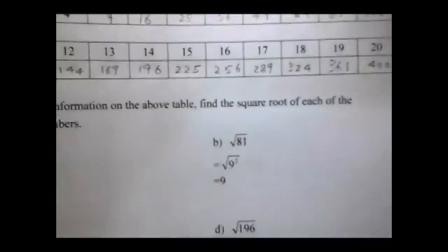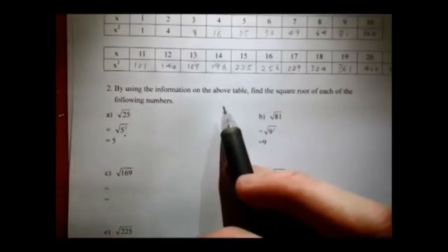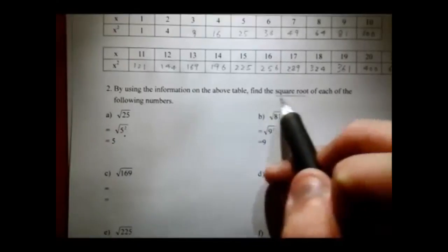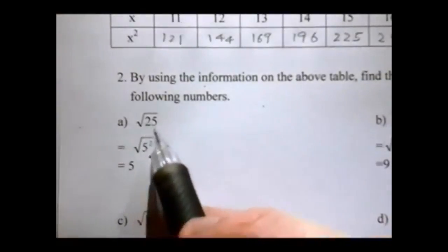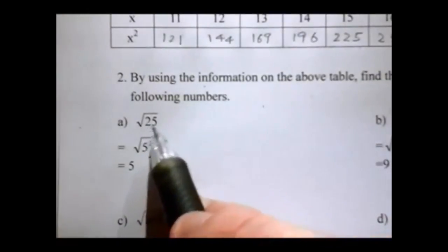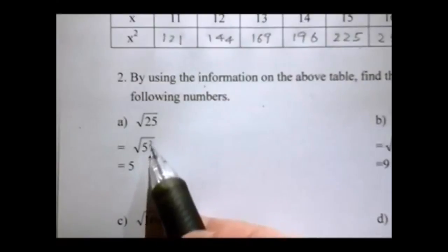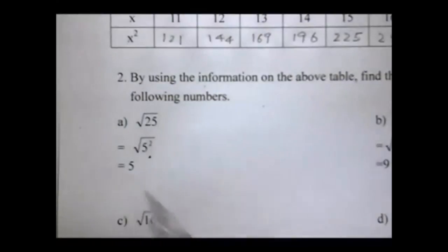Okay, finished. So, in the later part, by using the information on the above table, find the square root of each of the following numbers. In this example, they give you the square root of 25. And actually, 25 is 5 square. So that's why these two can be cancelled out, and it will be 5.